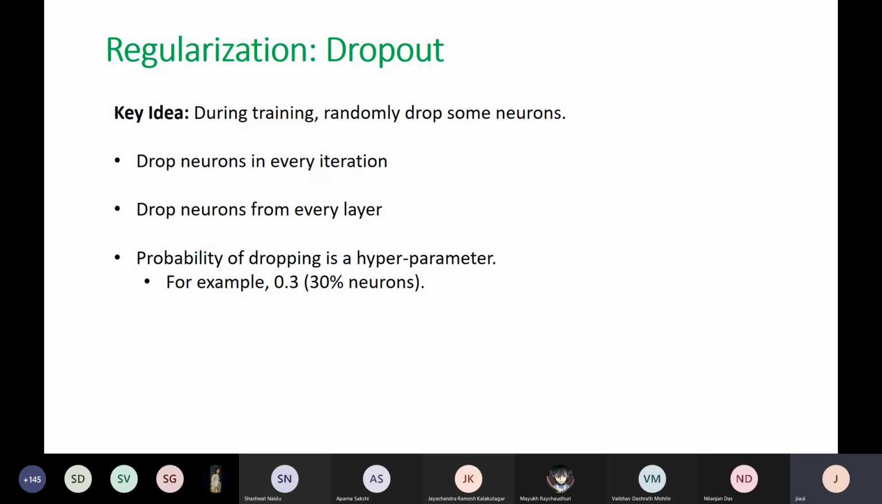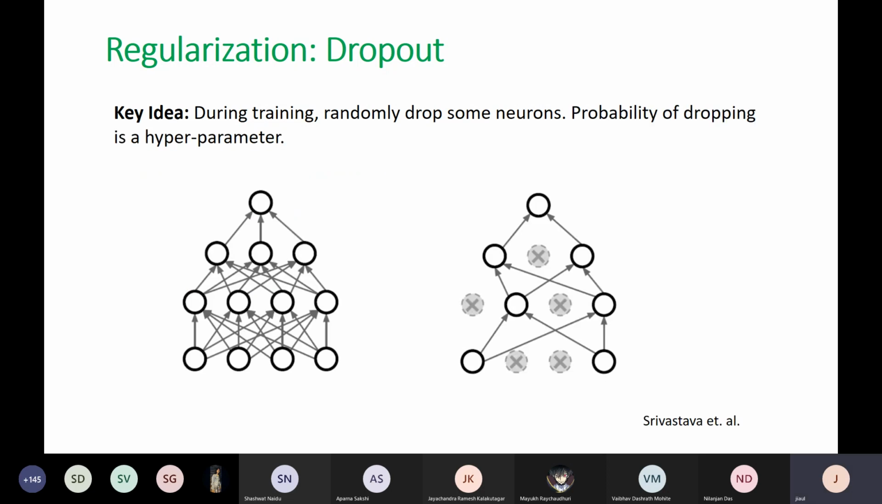Okay, so let's look at what happens. When you are training this network, this is, for example, your original network. On the left side, you can see the original network. You decide to drop some percentage of neurons from every layer. Here, for example, you are dropping 50% of the neurons from every layer. Something like this is happening.